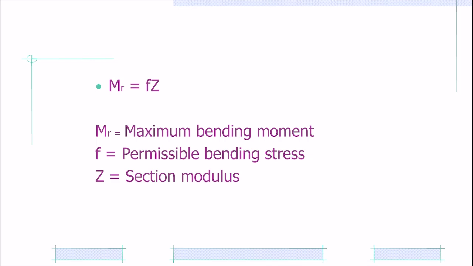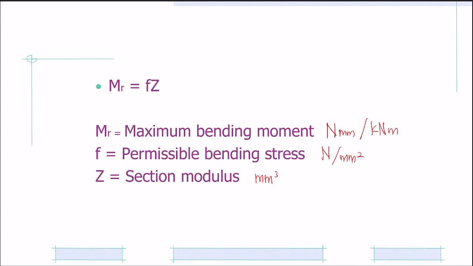This is the typical formula that we're going to use throughout this topic, which is MR equal to Fz. MR here referring to the maximum bending moment, or we can also call it as M max. Tapi untuk formula ni kita mahu panggil dia MR lah. F is a permissible bending stress and the Z is section modulus. So maximum bending moment, as you know, the unit going to be Newton millimeter or kilo Newton meter. For the permissible bending stress, meaning allowable bending stress, it is Newton over mm square. And for the section modulus, it's going to be millimeter cube. So that is the typical formula that we're going to use for this chapter.